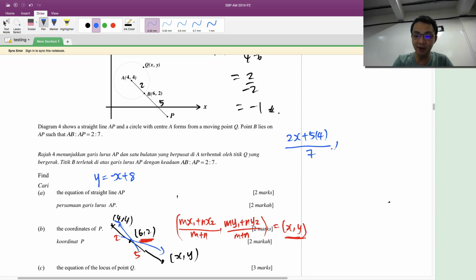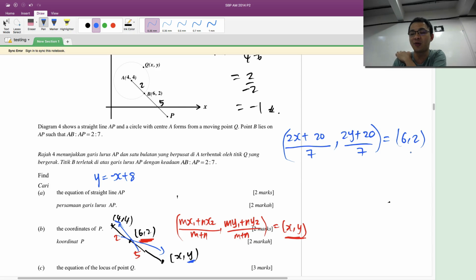I will do the same thing for y, comma. And then for the 2, I will multiply the further one, which is the y. So 2y plus 5 multiplied by 4, basically it's 20. I can straight away do it: 5 multiplied by 4 is 20, over 7, equals to 6, 2.